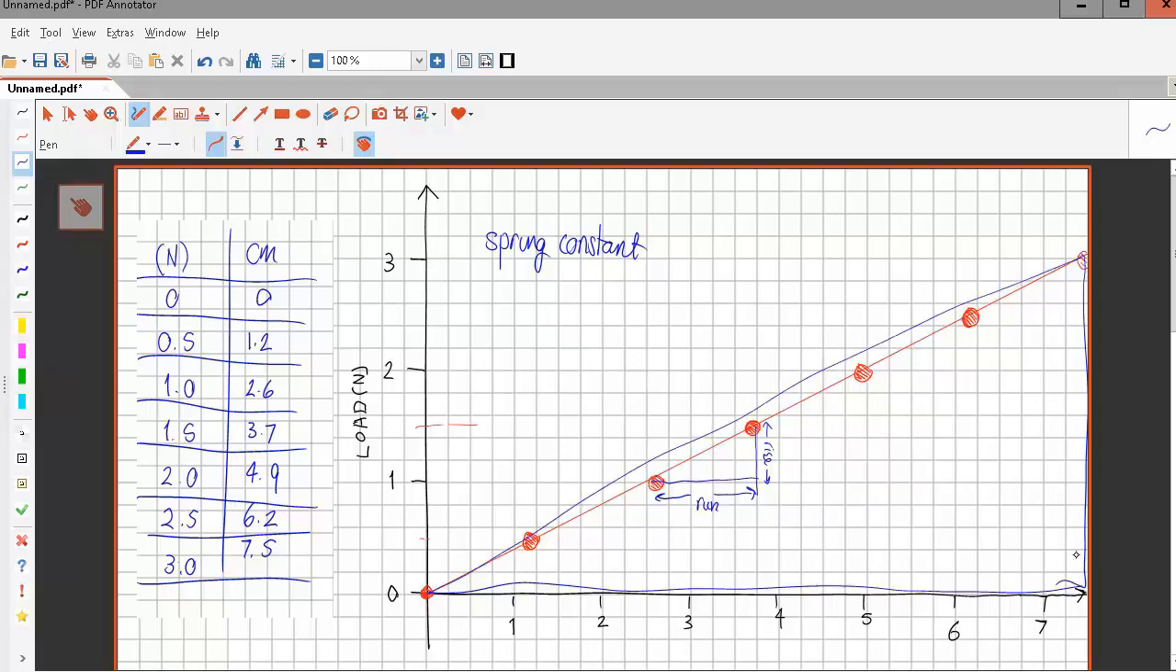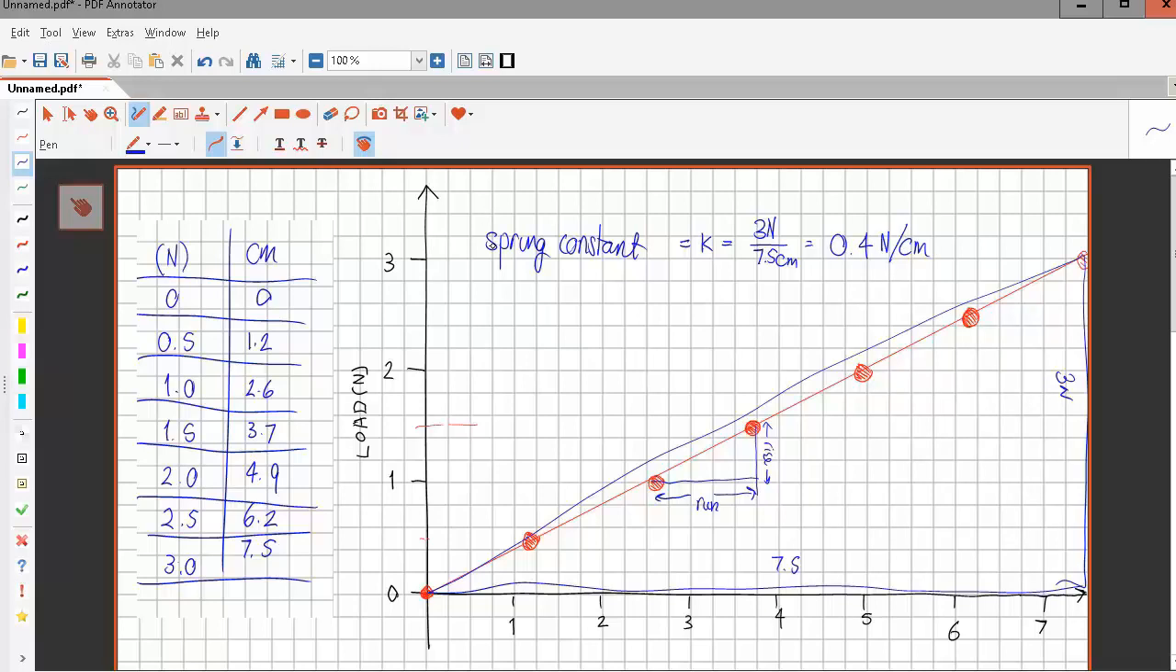We can see the rise here is 3 newtons, and the run is 7.5. So our spring constant, which is typically given the symbol K, is going to equal 3 newtons divided by 7.5 centimeters. That is equal to 3 divided by 7.5, which equals 0.4 newtons per centimeter.